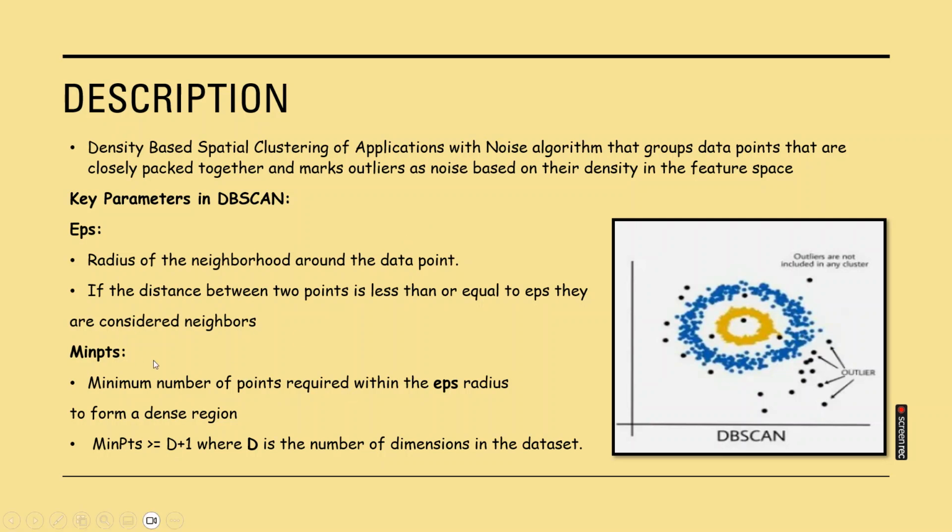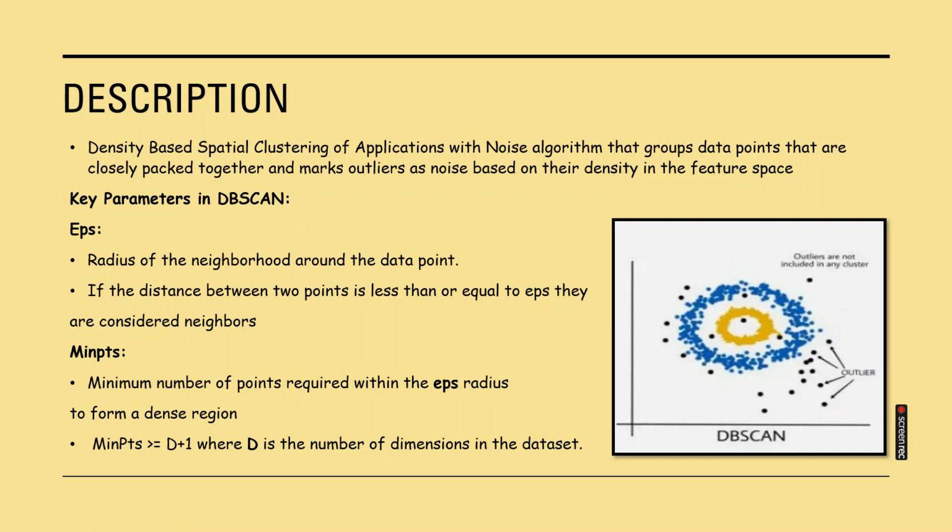Minimum points is the minimum number of points required within the epsilon radius to form a dense region. So here we are specifying how many points should be available in the epsilon radius to form a dense region. If we specify minimum points as 6, then there should be 6 or more points within the epsilon radius to form a dense region.